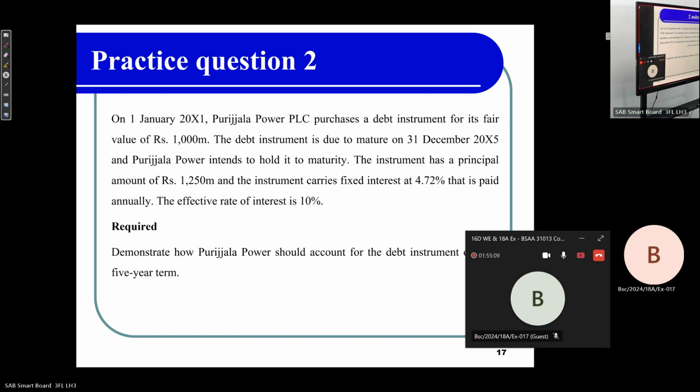We need to decide it. So you need to use your brain. That's why I'm asking questions, right?